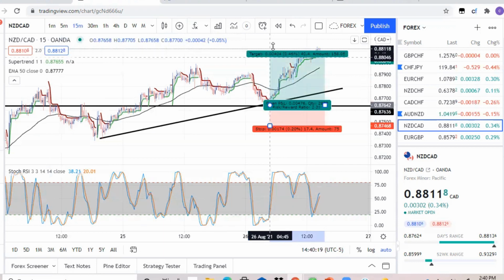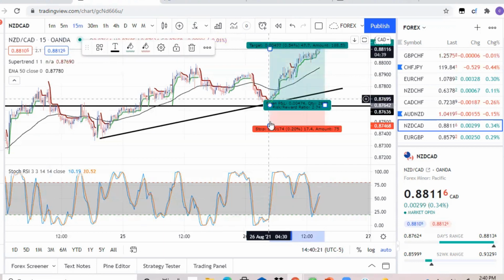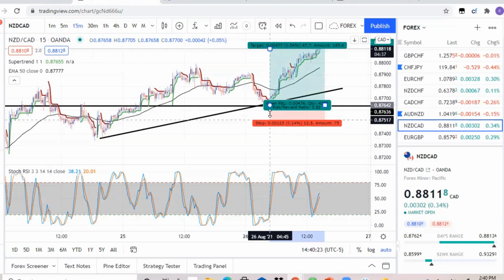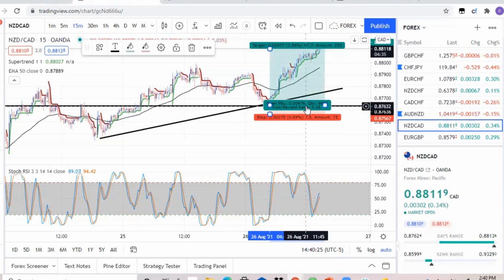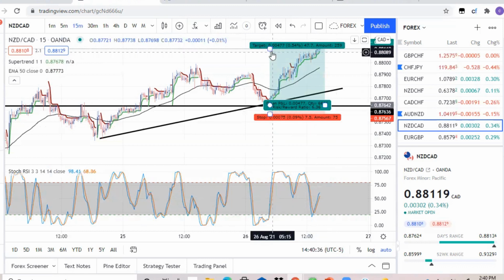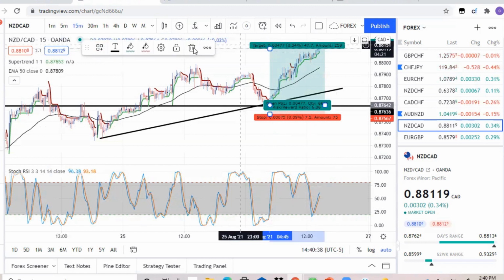So here you could drag your TP all the way up and then your stop loss to whatever you want it to be. This is how you're able to measure a 3-to-1 ratio or a 2-to-1 ratio whenever you're trading. You can read it right here. Risk to reward ratio, it would tell you.